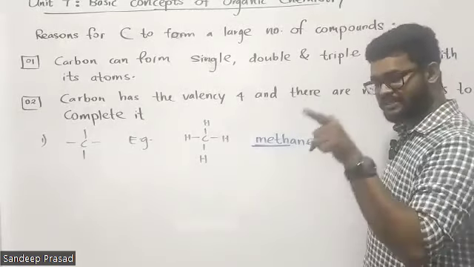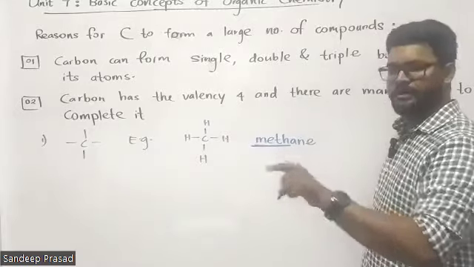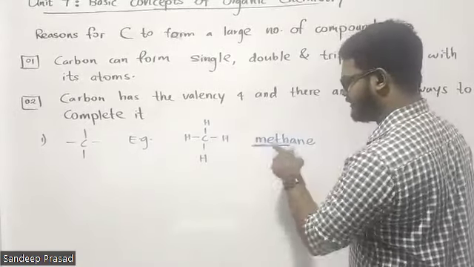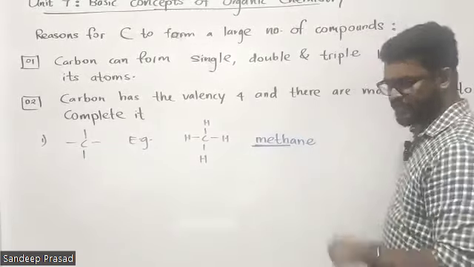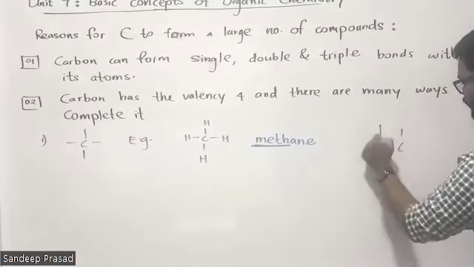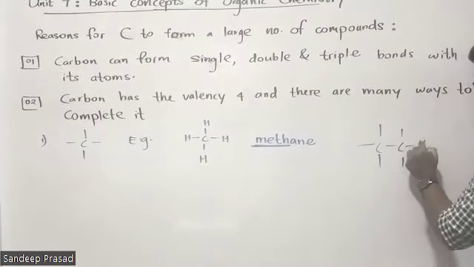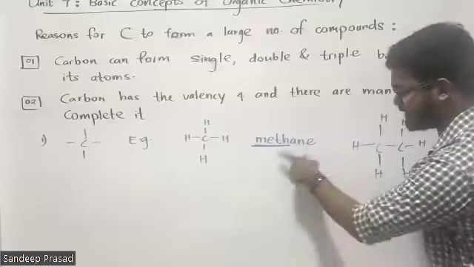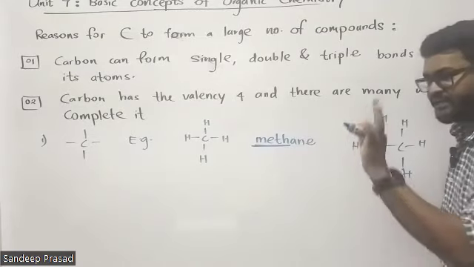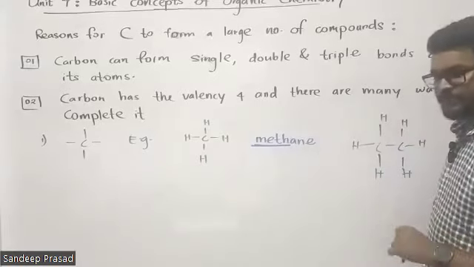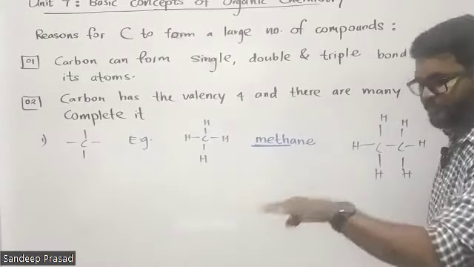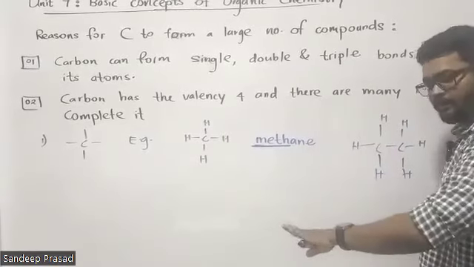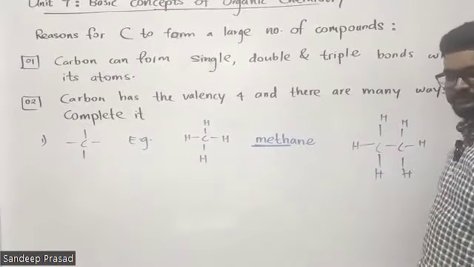Those prefixes are added according to the number of carbon atoms inside that compound. Since there is only one carbon atom, we consider this one is methane. Then tell me, if there are 2 carbon atoms, what should it be? After methane, we have ethane. If there are 3 carbon atoms, then propane. If there are 4 carbon atoms, then butane, pentane, hexane, heptane, octane, nonane, decane.